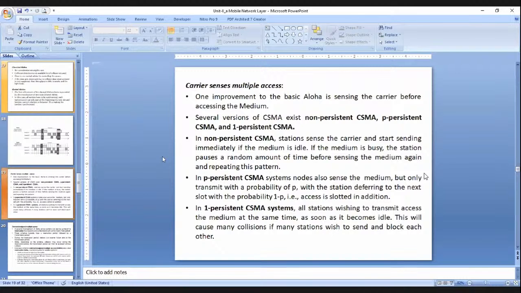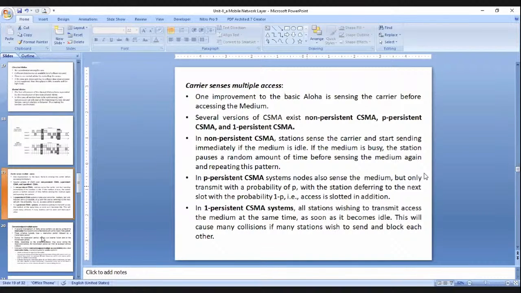So what is the next upgradation? Even with the carrier sense, there is a chance of having collisions. If you see non-persistent, it doesn't have any problem. If you go for p-persistent, you are sending with probability p, so that you don't have any collision, and you are also deferring with 1 minus p if there is a chance of a collision. And if you go for one-persistent, definitely you have collisions.